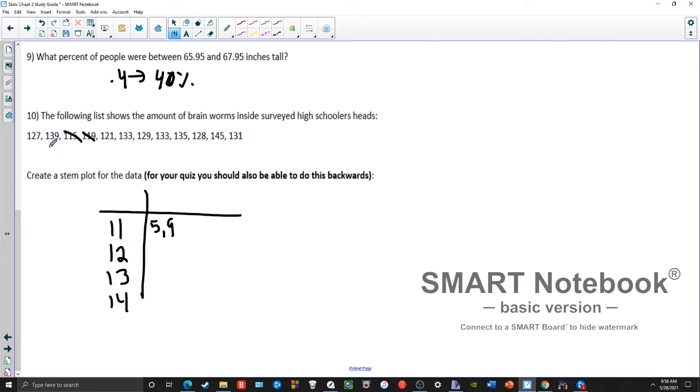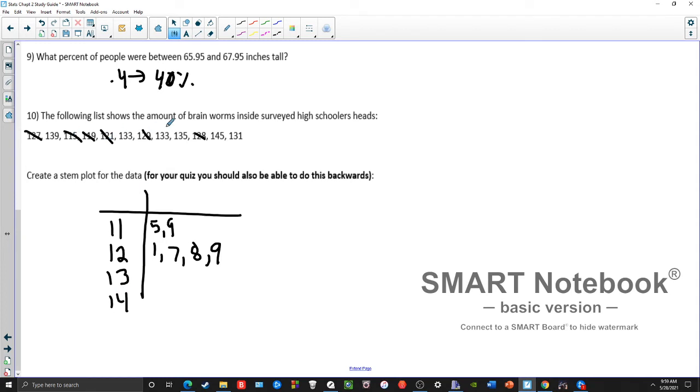All right, so now for the 12s. So 127, 121. 121 looks like the smallest. So 121. 127 would be the next smallest. 128 would be the next smallest. And then 129 would be the next one. That takes care of all my 12s.